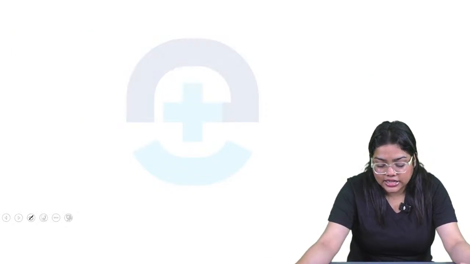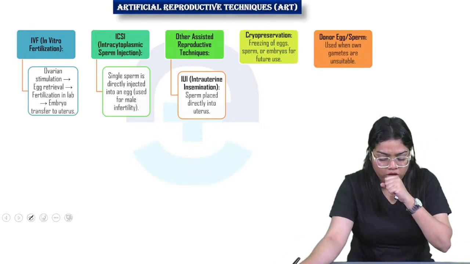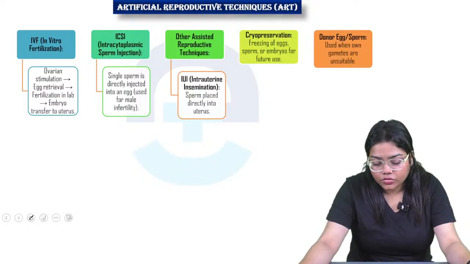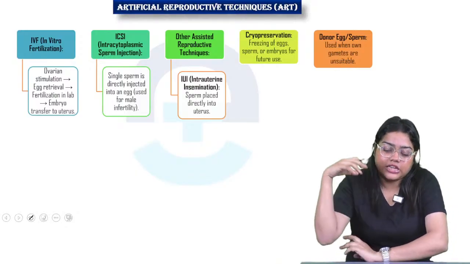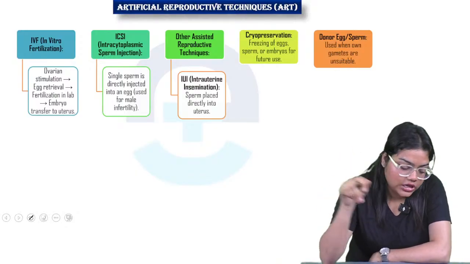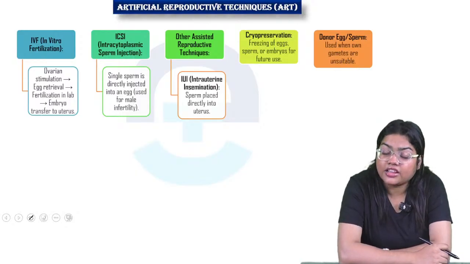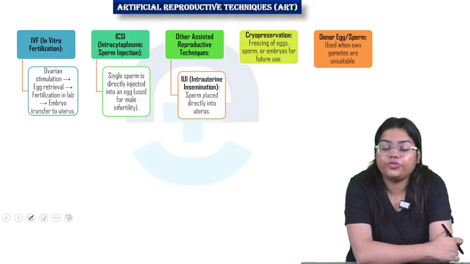Then there is intrauterine insemination, in which the sperm is placed directly into the uterus. Next is cryopreservation, which is the freezing of eggs, sperm or embryos for future use.